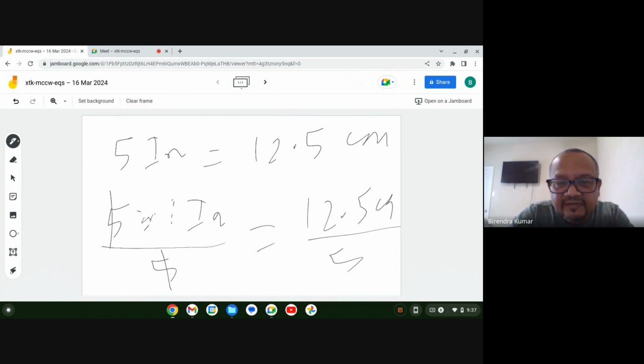So I'll divide by 5 on both sides, and that is how I get 1 inch equal to 12.5 divided by 5 centimeters.